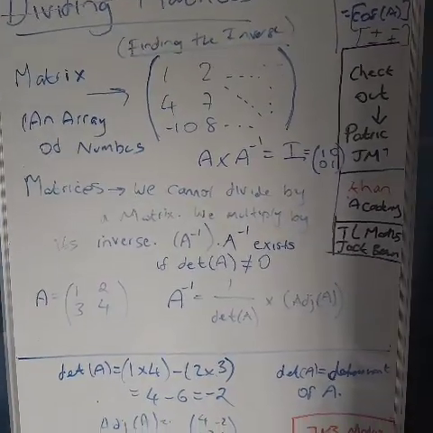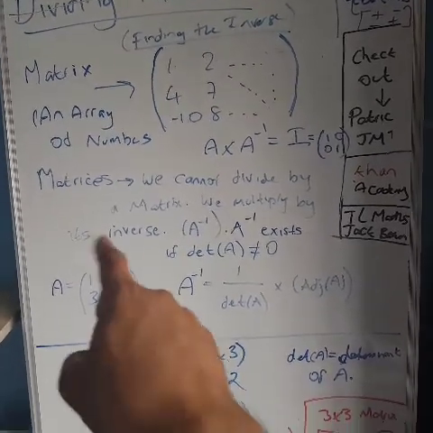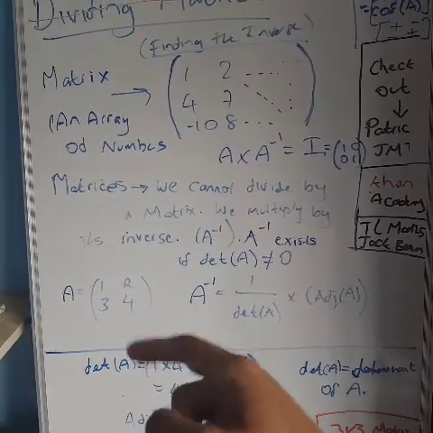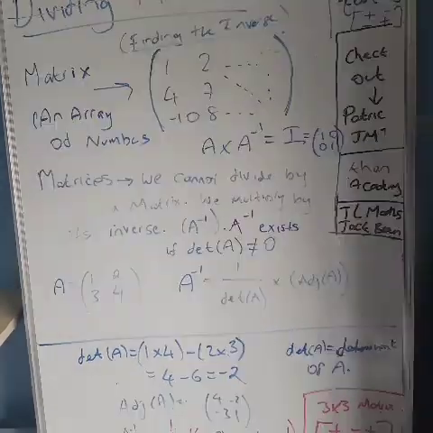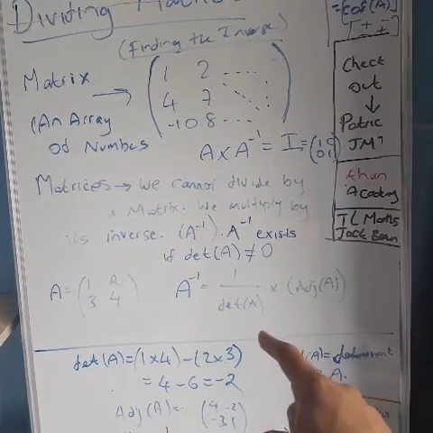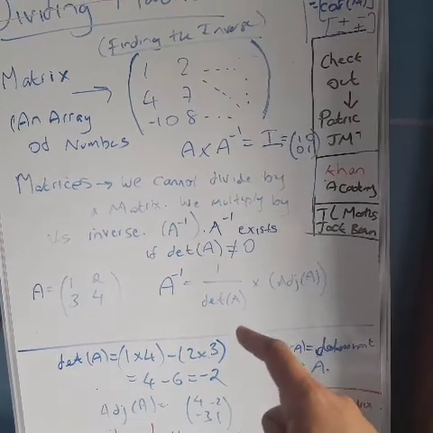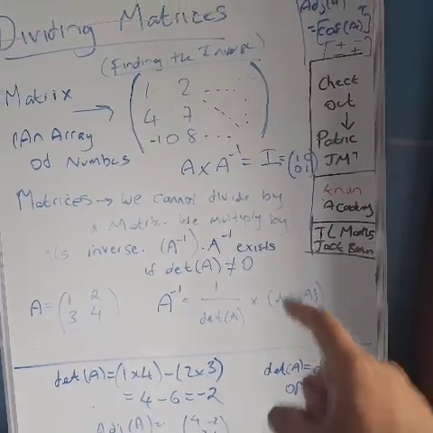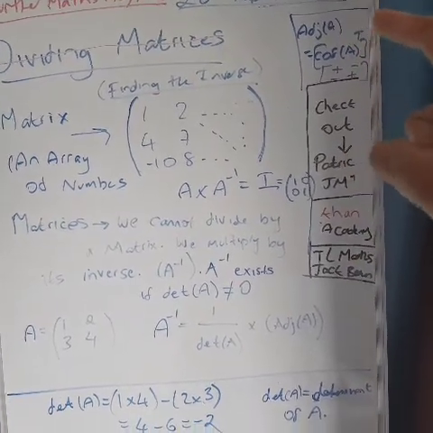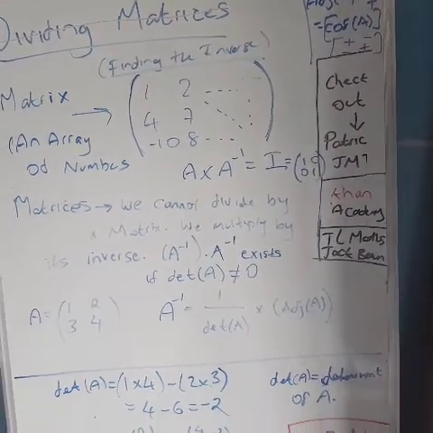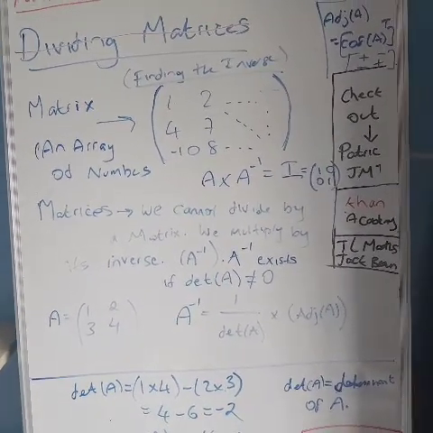I've got a matrix, which is 1, 2, 3, 4. I want to work out the inverse of this matrix. Now the formula is A to the minus 1 equals 1 over det A times the adjoint matrix of A. Det A means the determinant of A, and the adjoint matrix of A is the cofactor of A transpose, which I will come on to shortly as part of this video.